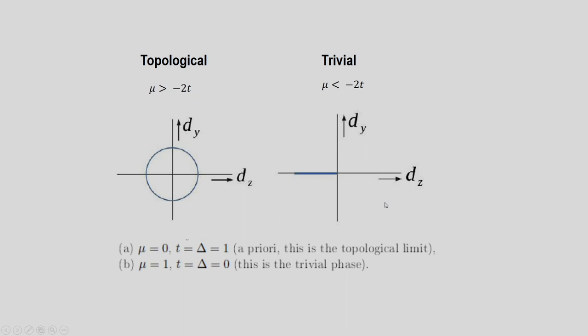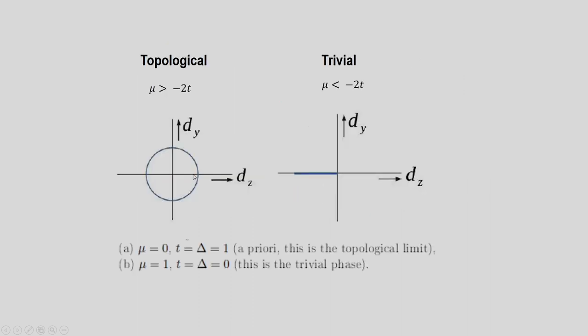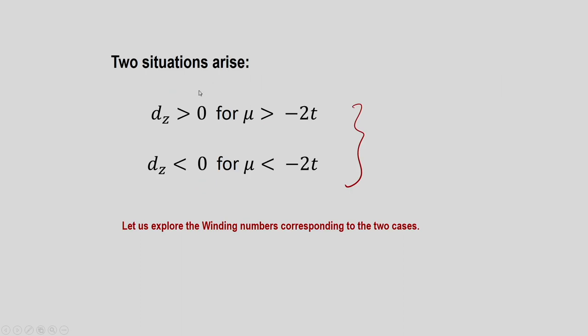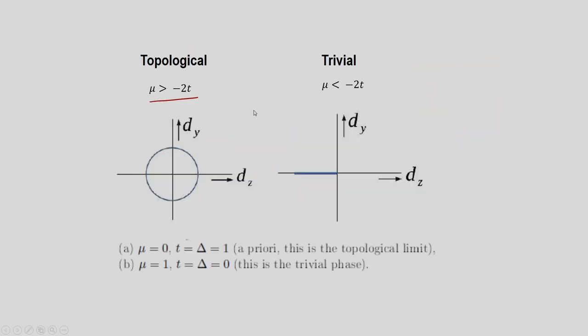So if you calculate this winding number with all these quantities and then integrate it over minus pi to plus pi, you get two different curves, one for mu greater than minus 2t. That's what exactly was said here, that mu is greater than minus 2t. And the trivial phase is that there is no winding, it's just simply a line and not a closed curve in the dy dz plane.